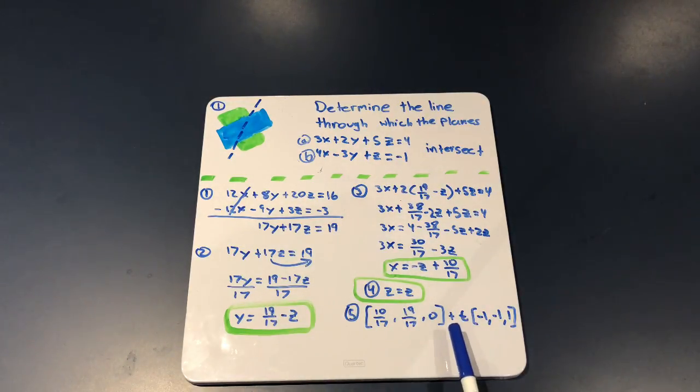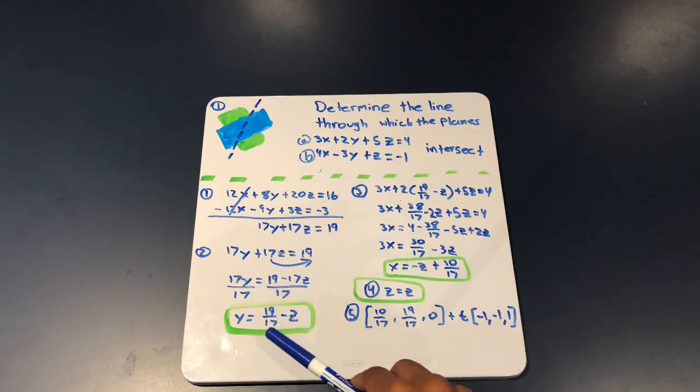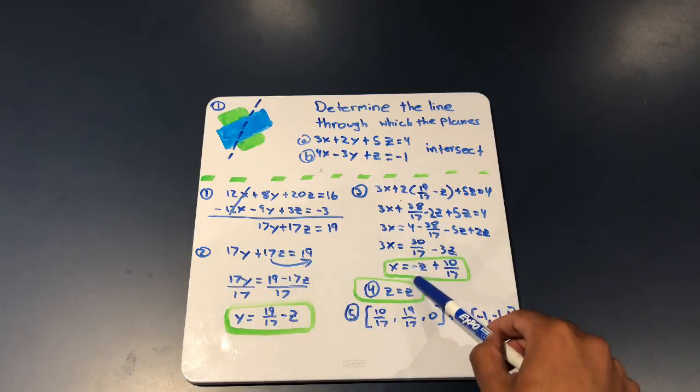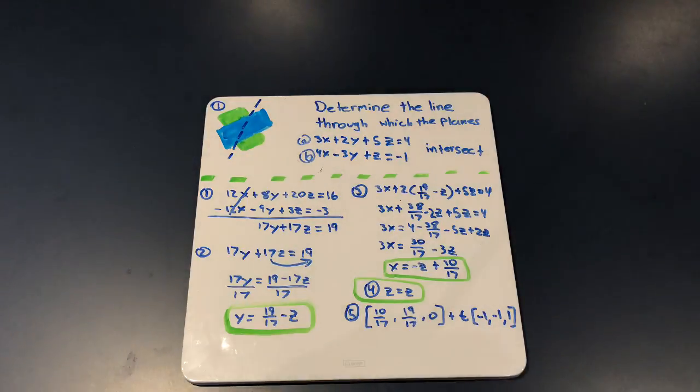And what you want to do later is add t times all the scalar multiples of t. So that would be negative 1, negative 1, and 1. So the x is negative 1, y negative 1, and the z being 1. And this is your equation of the line that passes through both planes.